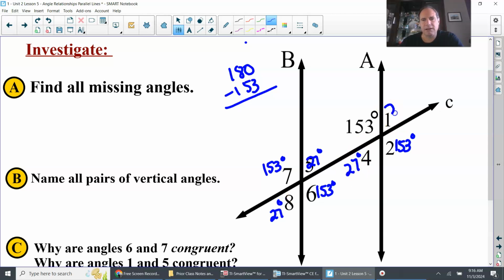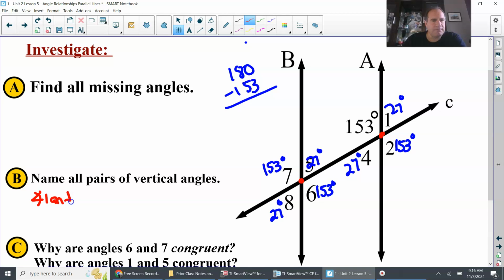All right, name all pairs of vertical angles. Again, I'm going to go ahead and put the middle part right there because they meet directly in the middle. And we're going to go angle 1 and angle 4.